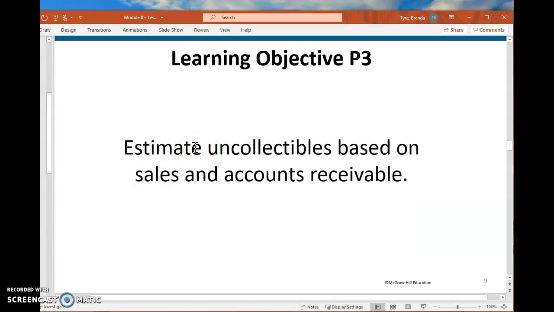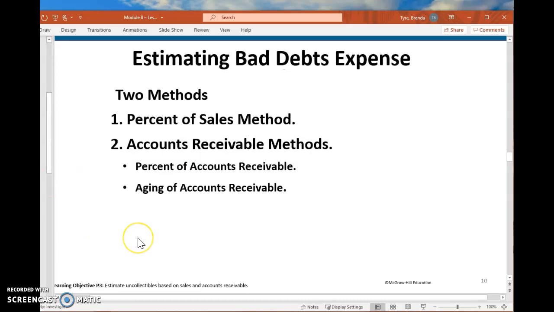Next, we're going to look at estimating. How do we go about estimating that amount that won't be collected? One of the ways that we can do that is by using a sales approach. This is called the income statement approach, and it's the percentage of sales method. The other method that we have is the accounts receivable method, referred to as the balance sheet approach. In that method, we have two options: a percentage of accounts receivable, or we'll look at an aging of the accounts receivable and determine in those age classifications what we might not collect.